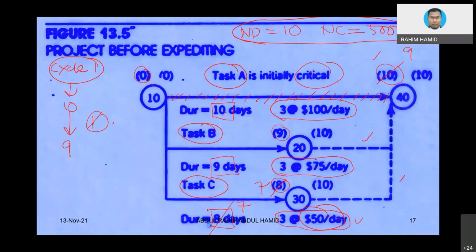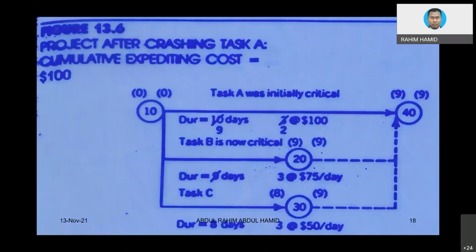Okay, now this is cycle number 1. In cycle number 1, the only activity that I can reduce is activity A. This is the way I note it down. The original activity is 10 days, and then I slash and it becomes 9, meaning I reduce by 1 day. I also slash this to indicate the original 3 crashing. Now the remaining is 2.